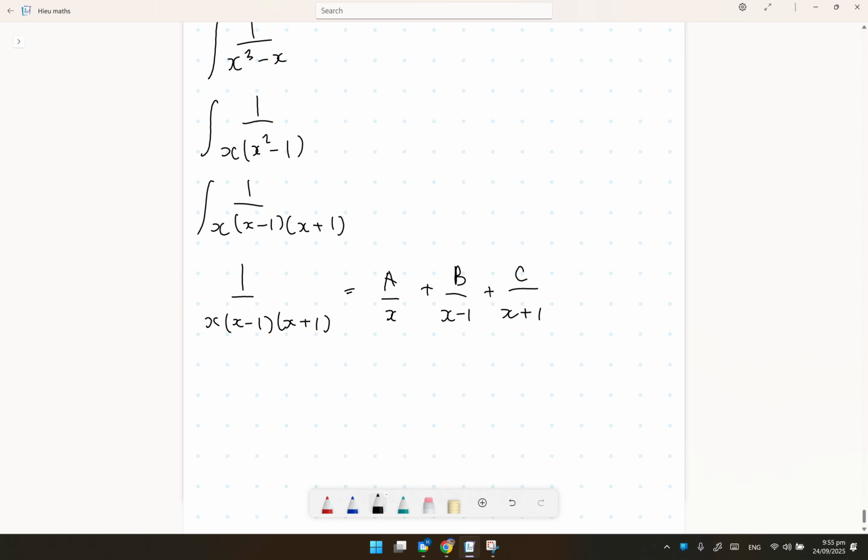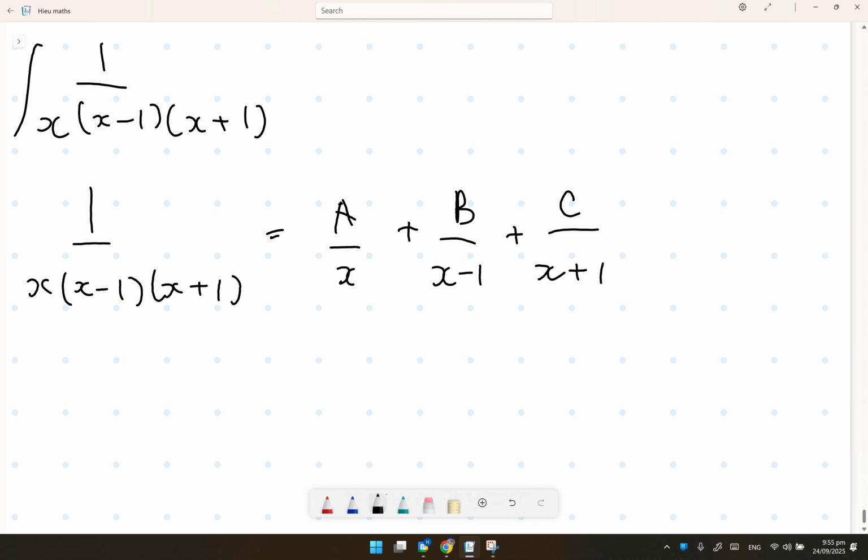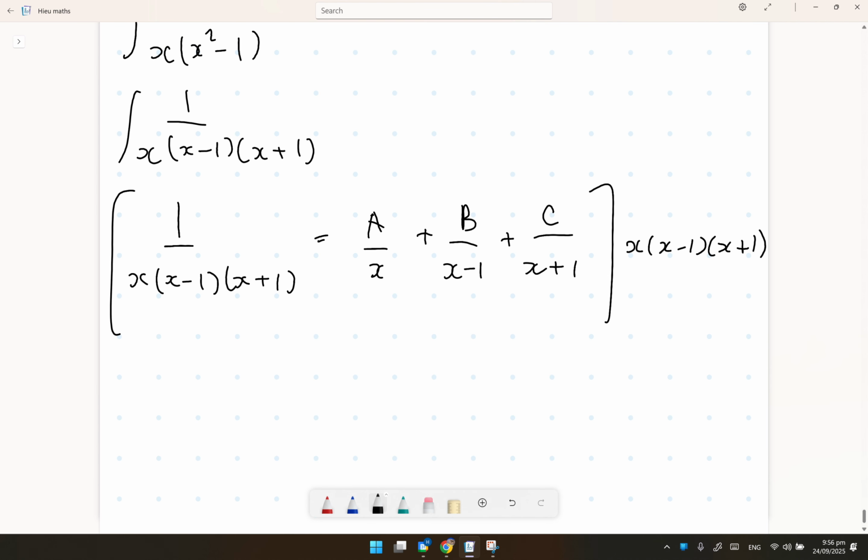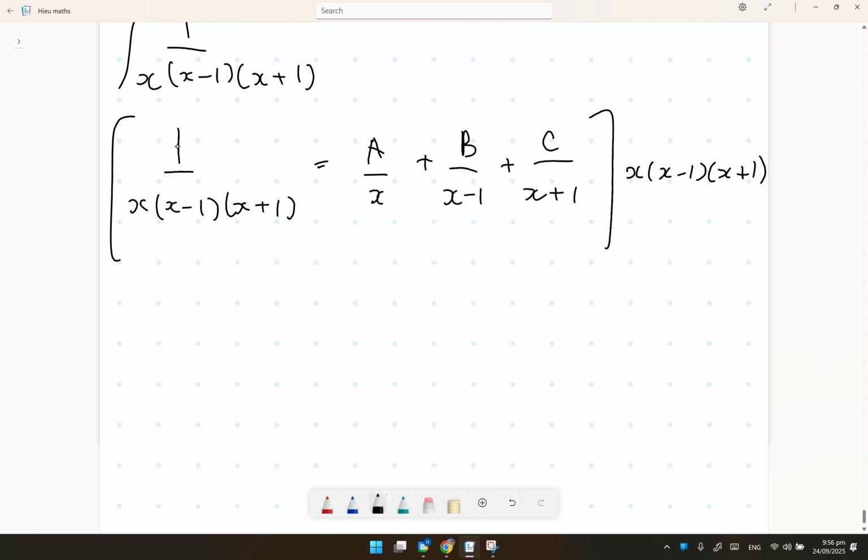Perfect. Okay. Now, let's give a scenario where we multiply the whole side. We multiply everything by the very denominator, right? We multiply everything by x, x minus 1, x plus 1. Well, on the left side, 1 over x, x minus 1, x plus 1, multiplied by the very denominator, that's going to cancel out to be equal to 1, right? Okay, now a multiplied by x, x minus 1, x plus 1. But remember, a is on top of x.